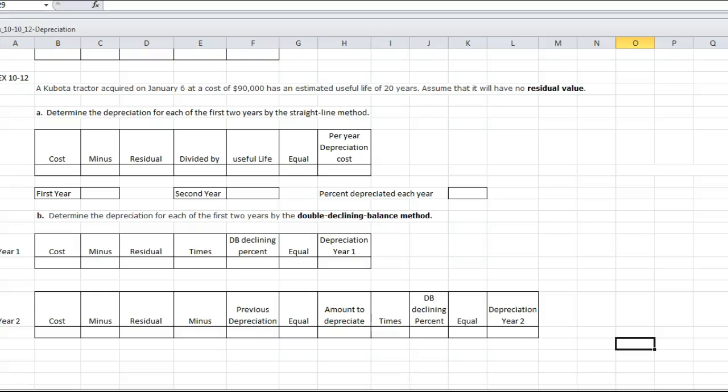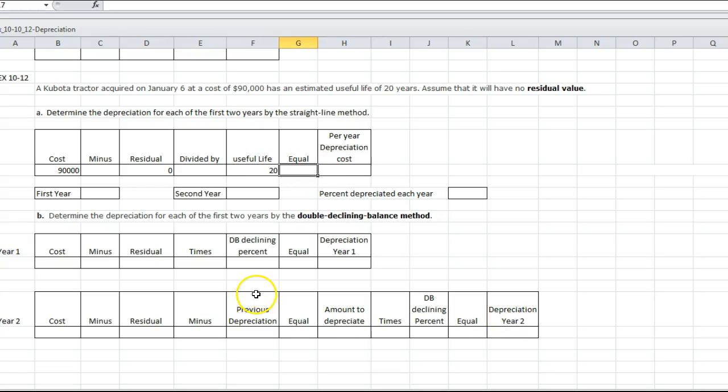Let's discuss double declining balance depreciation. I think we went over this in class, but we'll look at it one more time here, and I'll try to slow it down. We buy a tractor. It costs $90,000. It has a salvage of nothing, 0. So we're going to use it all up. It has a useful life of 20 years.